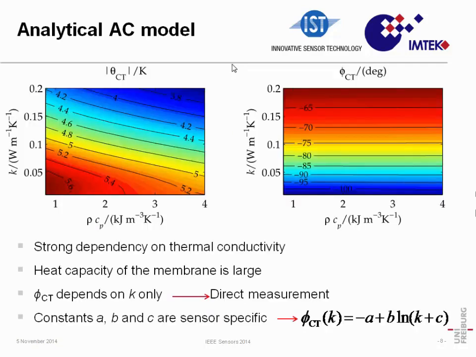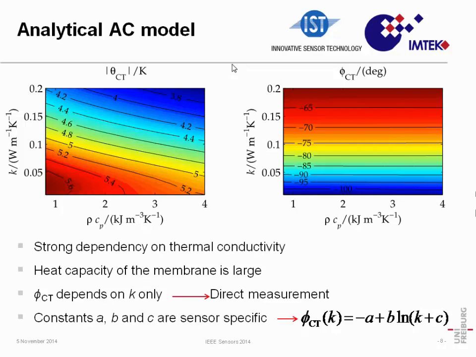What I want to see here is how the amplitude and the phase shift measured at the central thermistor will depend on the thermal properties of gases. That's why we have the typical thermal conductivity for gases, and the typical volumetric heat capacity for gases. In this case, I'm considering this product, which is the density times the heat capacity. On the left side, we get the amplitude, and on the right side, we get the phase.